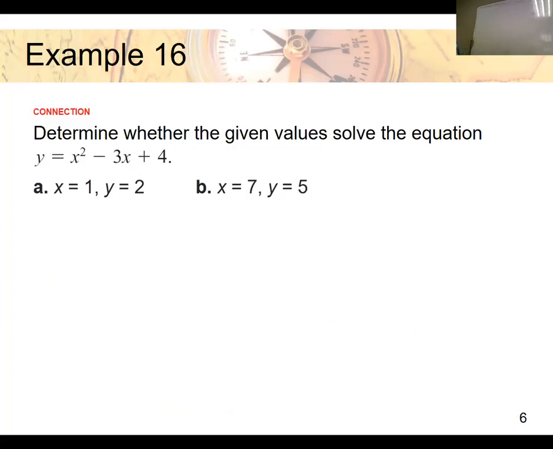So let's say we have this. Here we want to determine whether the given values solve the equation y is equal to x squared minus 3x plus 4. For part A, we have x equal 1, y equals 2. And for B, x equals 7 and y is equal to 5. I'm going to go ahead and write this on the board. In part A, you have x equals 1 and y is equal to 2.